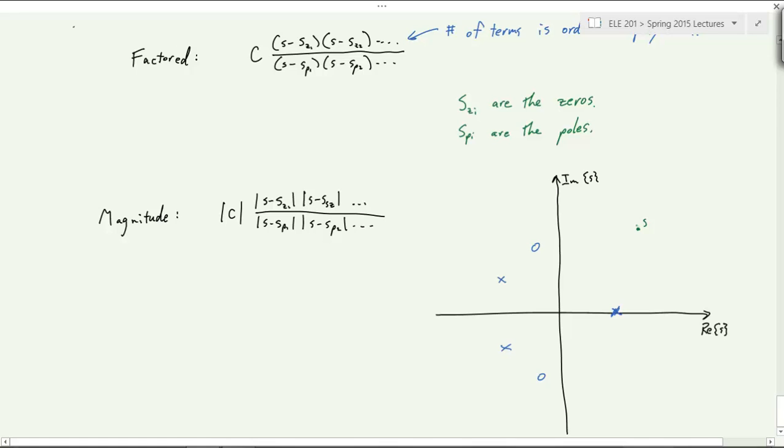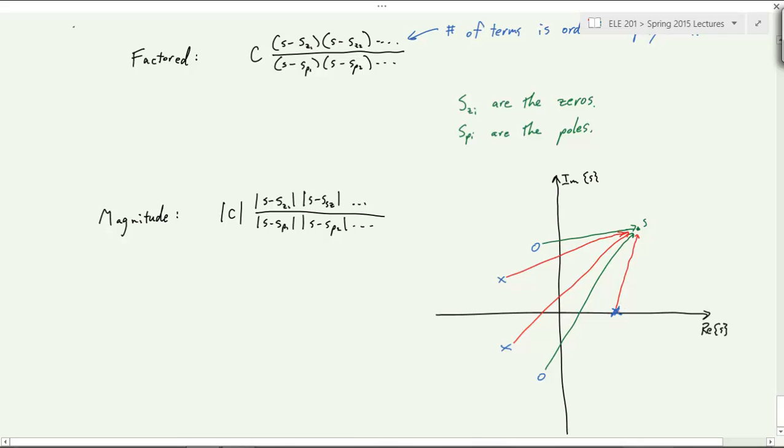And we just derived that the magnitude is the magnitude of c, we'll ignore that for the moment, times the magnitude of these differences. So in other words, it's times the magnitude of the distance to the zeros, and it's divided by the magnitude of the distance to the poles. So you take the length of each of these lines, and you multiply the ones for the zeros, you divide them for the poles, and that tells you the magnitude of the Laplace transform. So it's actually very intuitive, because now we see what's going to happen to the magnitude as you get close to a pole. As you get close to a pole, the magnitude's going to blow up.